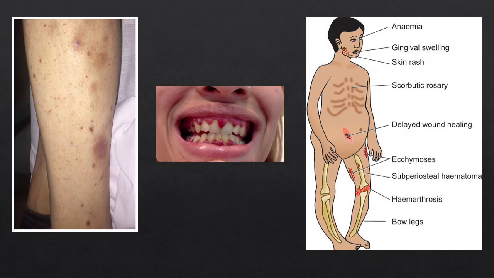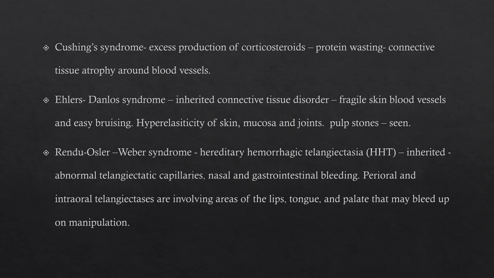So these are the signs. As you can see, petechial hemorrhages that coalesce to form ecchymosis are seen at the lower extremities, and gingival bleeding as well as swelling can be seen. So skin rash and scorbutic rosary of the ribs can be seen. Wound healing is delayed because collagen is not being formed properly due to vitamin C deficiency, and subperiosteal hematomas, hemarthrosis or bleeding into the joints, and bowing of the legs are some of the features that are seen in vitamin C deficiency.